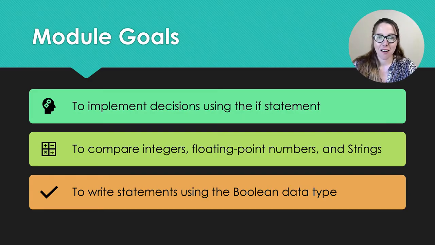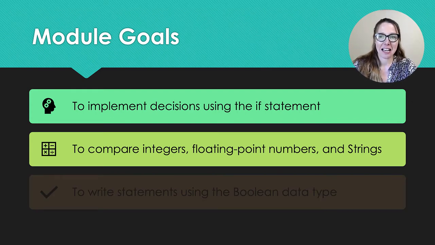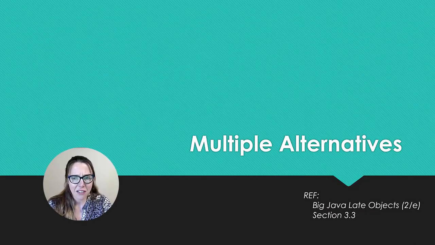As we've stated before, our module goals are many, but for this particular talk, we're going to look at further ways that we can implement decisions using the if statement. What's different about what we will do in this video is that we will explore those times where there are multiple alternative paths that one could take, or if they're nested decisions, a decision within a decision. So we'll see what that looks like and how we can approach it. If you're following along in our book, we'll be looking at sections 3.3 and 3.4 of our book, Big Java Late Objects. We'll start off with multiple alternatives.